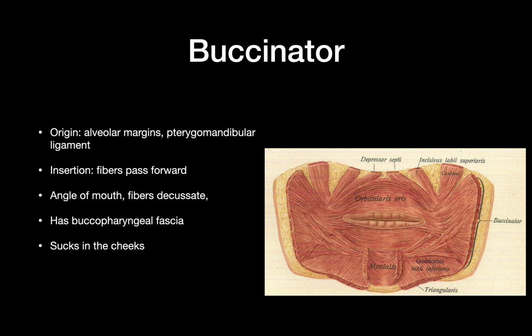So the buccinator: the origin is the alveolar margins along the teeth and the pterygomandibular ligament. The fibers face forward and insert around the mouth, at the angle of the mouth. As I described before, the fibers will decussate, and this is the one muscle in the face that has a fascia called the buccopharyngeal fascia. The buccinator is used to suck in the cheeks. So here it is. It's a big muscle.